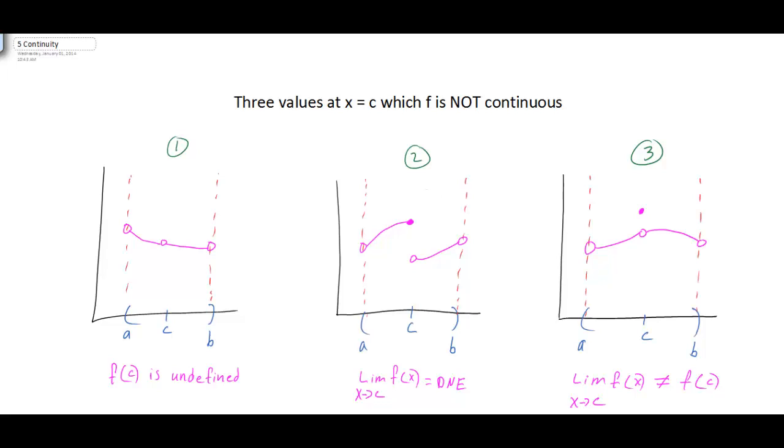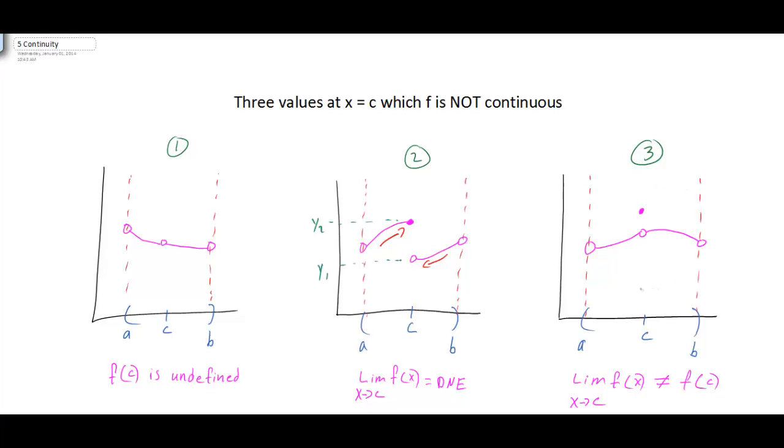Because if we're approaching c from the left and we're approaching c from the right, notice here we're approaching two different y values. So you're having two different values that we're approaching, so the limit doesn't exist. If the limit doesn't exist as you approach this value c, then that tells us it's not continuous at that point.